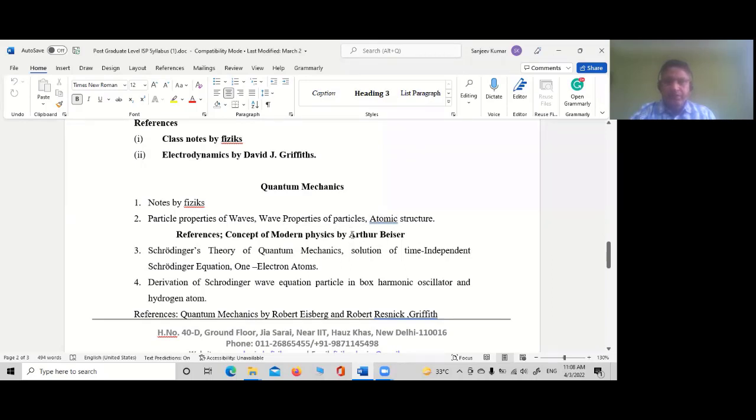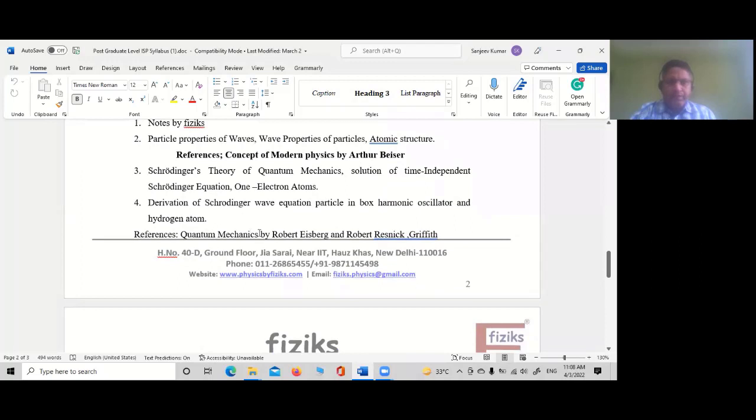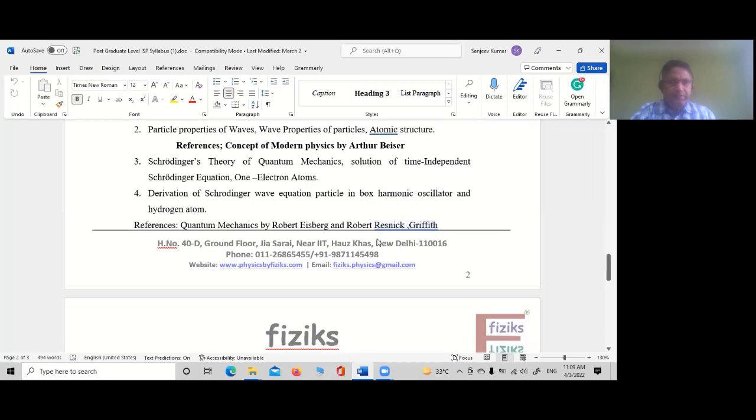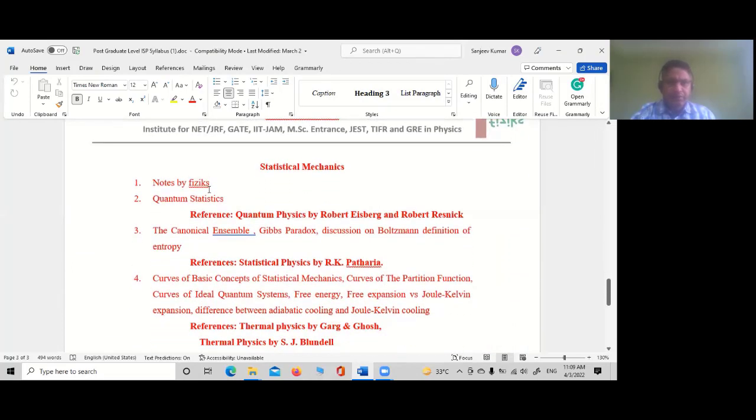For this one, you can go through Arthur Beiser: Schrodinger equation, Schrodinger theory of quantum mechanics, solution of time-independent Schrodinger equation, one-electron atom, derivation of the Schrodinger wave equation, particle in a box, harmonic oscillator, and hydrogen atom. References: quantum mechanics by Robert Eisberg and Robert Resnick, and Griffiths. Then statistical mechanics: you can go through the notes provided by the physics department, quantum statistics. Reference for quantum statistics is Eisberg and Resnick.